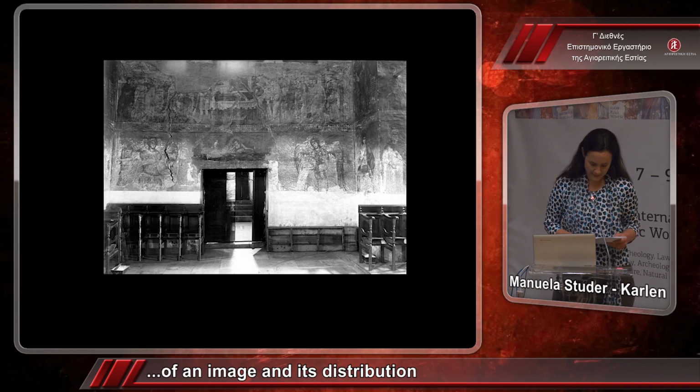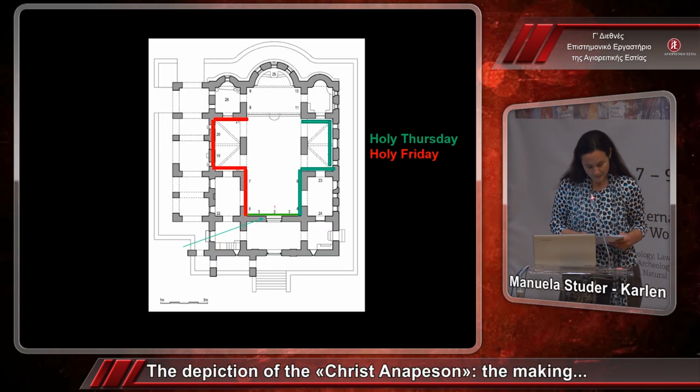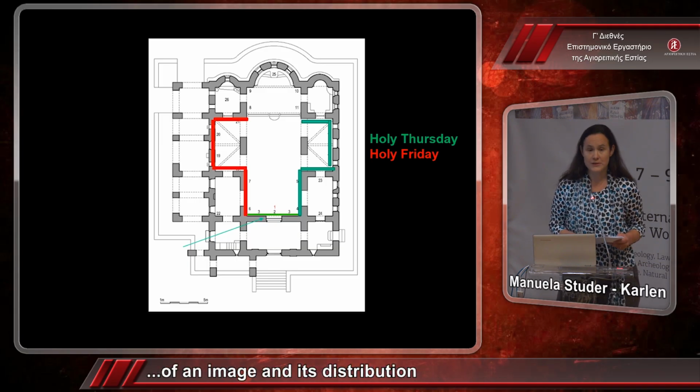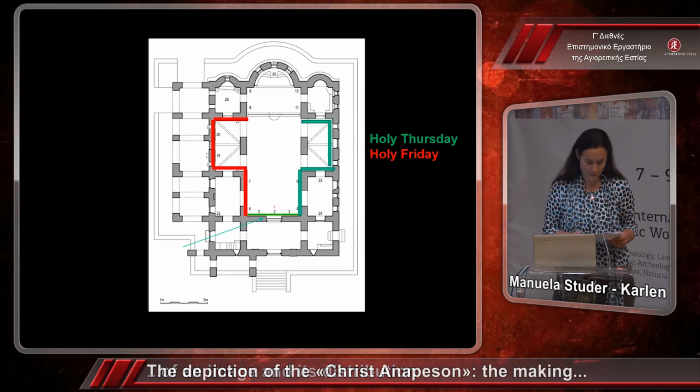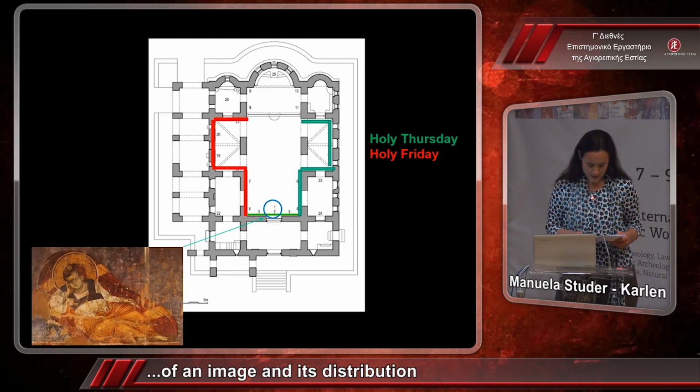Taking the context into consideration, we can see that the scenes of the Passion in the Protaton are subdivided into two groups corresponding to the rites of the Holy Week. It has been ascertained that the liturgy of the Holy Week, from Holy Thursday to Holy Saturday, had the greatest influence on the fresco painting. Here is the Anapeson. The cycle of the Passion was depicted according to the Passion narratives that are read out during the liturgy.